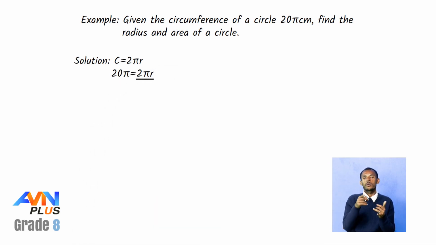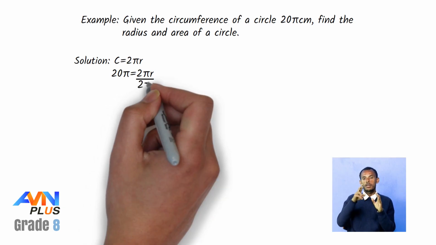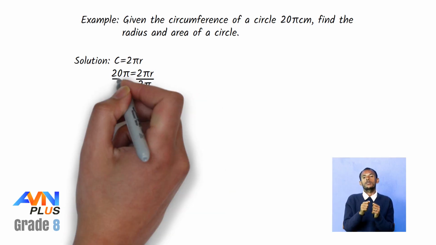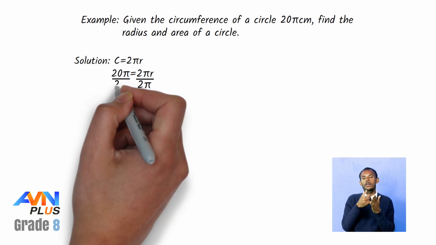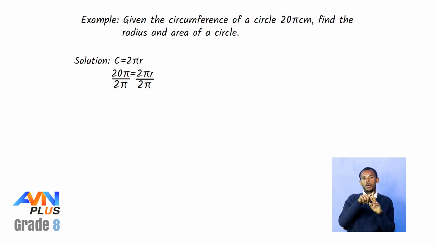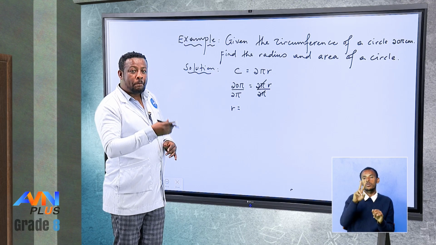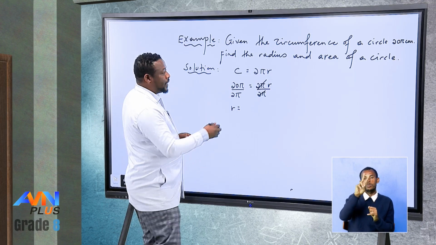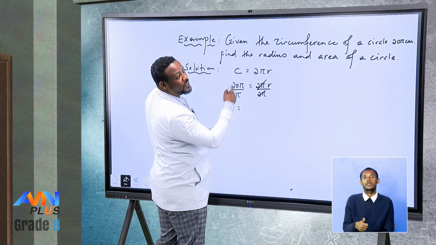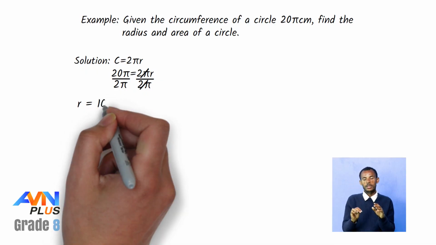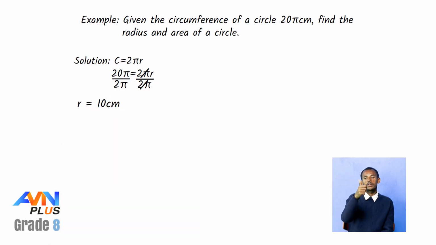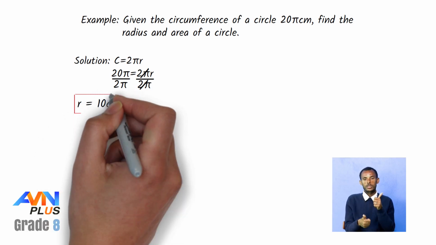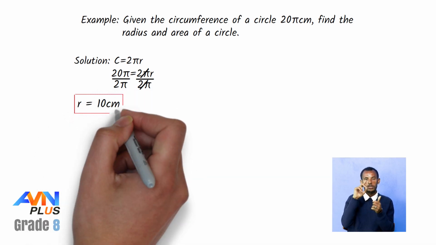Now you can calculate the radius by dividing both sides by 2 pi. Okay, divide it by 2 pi here. Now r becomes 20 pi over 2 pi. Pi by pi will be cancelled out. 20 by 2 is 10. Okay, since the unit is centimeter, the radius becomes 10 centimeter. Okay, which is the answer for the first part.